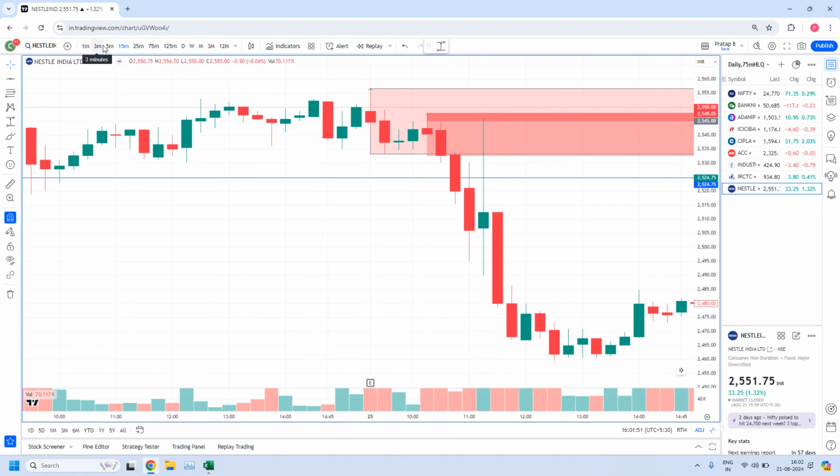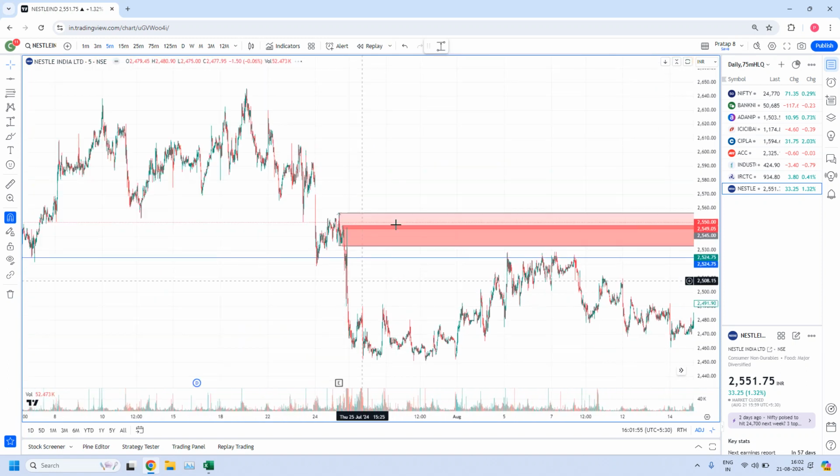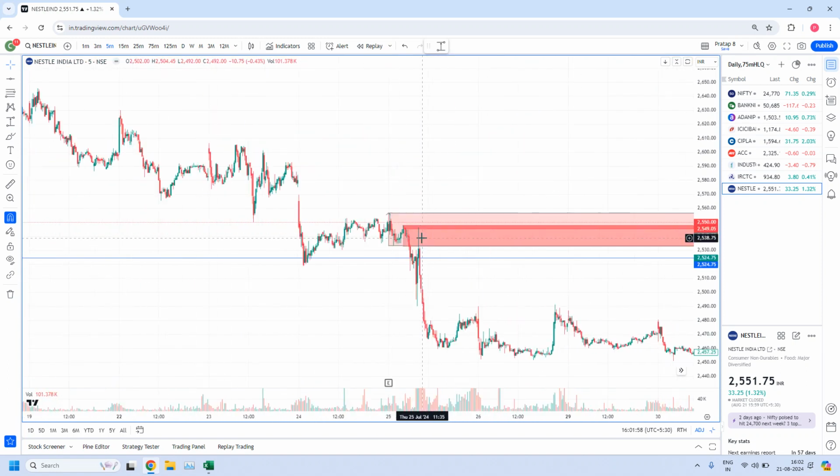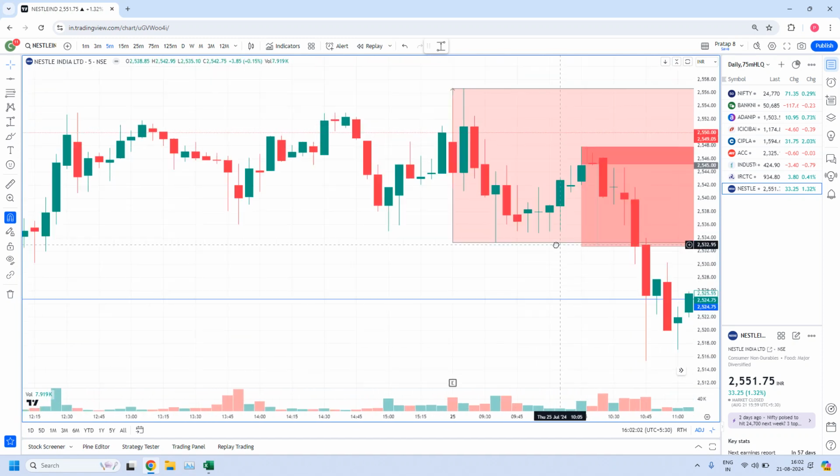So I am changing the time frame to 5 minutes. Now we are in the 5 minutes time frame. Let me show you how I fine tuned the 5 minute zone. So here you have a rally candle, base candle and a drop candle. Rally, base, drop. So this is the fine-tuned 5 minute zone.